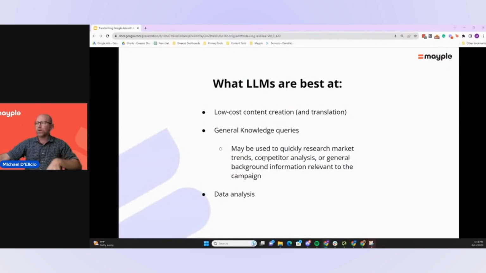LLMs are best, at least with respect to what we're talking about, at low cost content creation and translation. So if you're doing, say, a Spanish language or another foreign language, it does really well in terms of translation. To ask for general knowledge inquiries, things that you are just curious about, you should still be skeptical and you should verify, but it gives good, quick assessments of different subjects that you can then read through and factor into what you're doing, and data analysis, which I'll get to in a little bit.